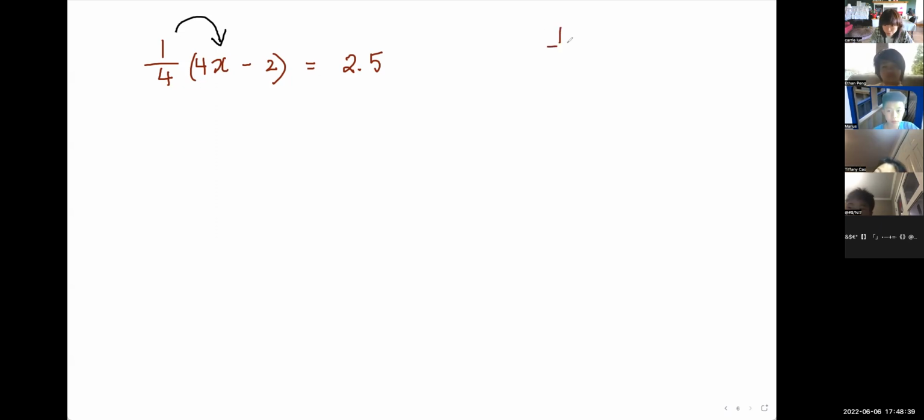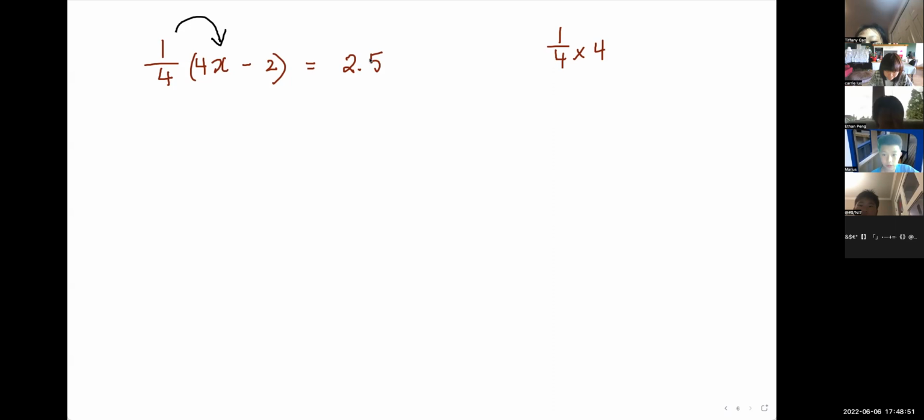This one we have been doing a lot of times. There's no way you don't know how to do it, unless you're not listening. So 1 over 4 times 4 equals what? Hello? 1 over 4 times 4.